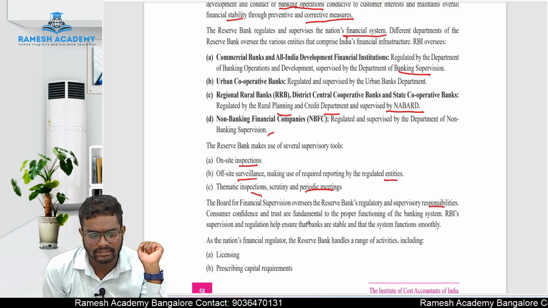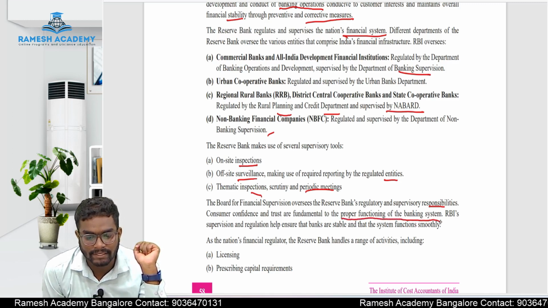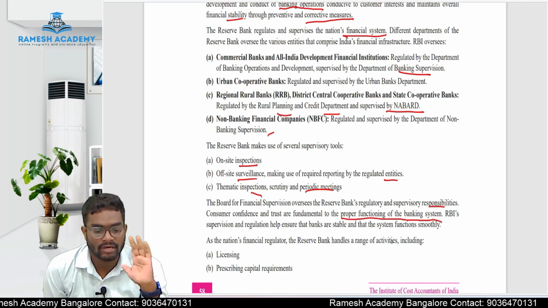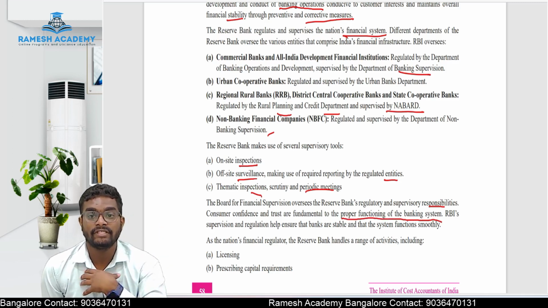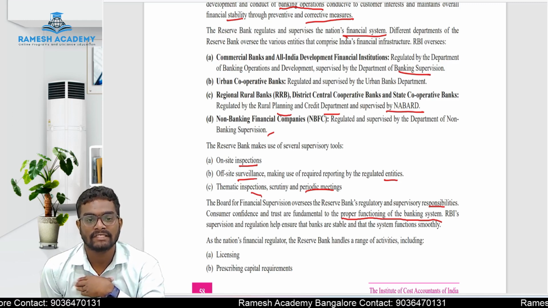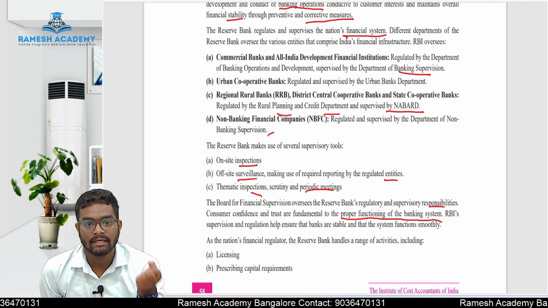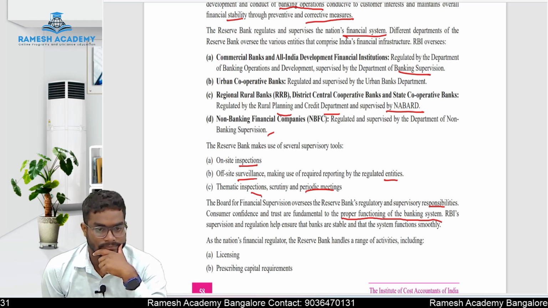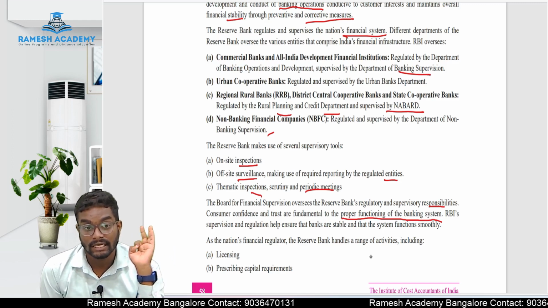Consumer confidence and trust are fundamental to the proper functioning of the banking system. Customers should have confidence and trust in the bank. Now we believe in our banking system. That's the reason we keep all our balances, our hard earned money, in the bank. Otherwise we would have kept it in the form of cash. So that's the reason banks should maintain confidence as well as trust.